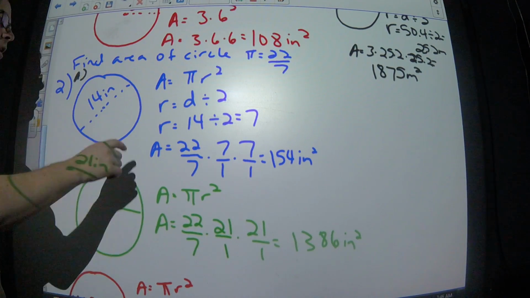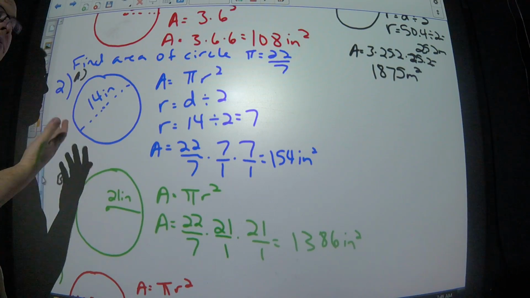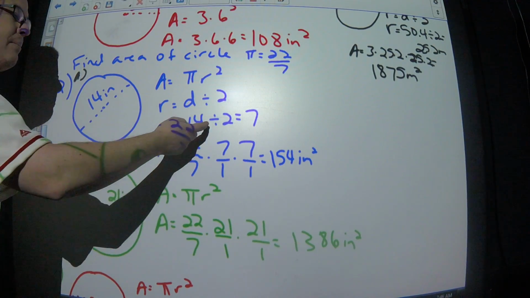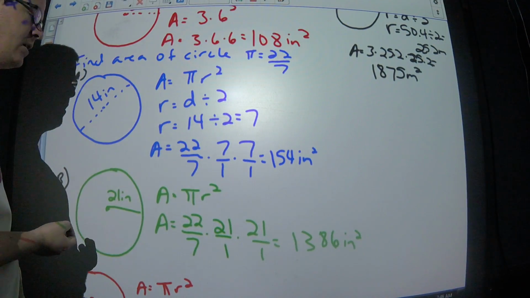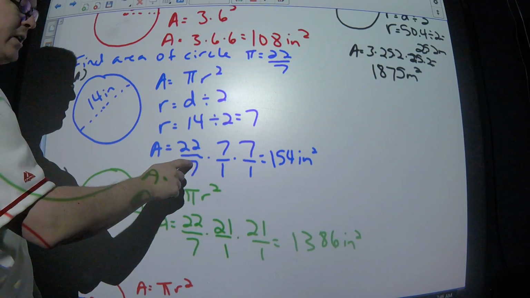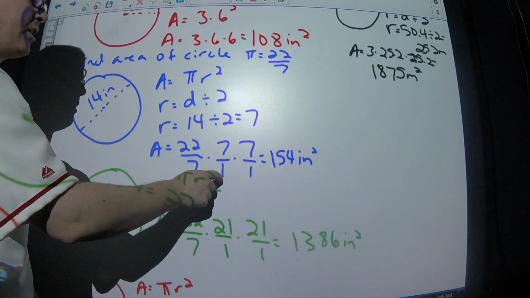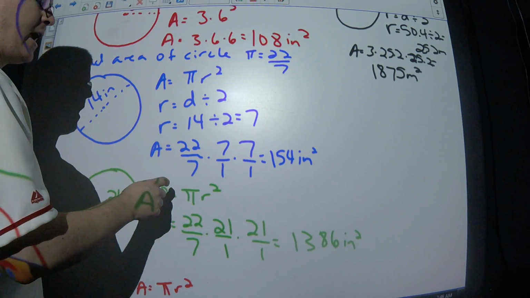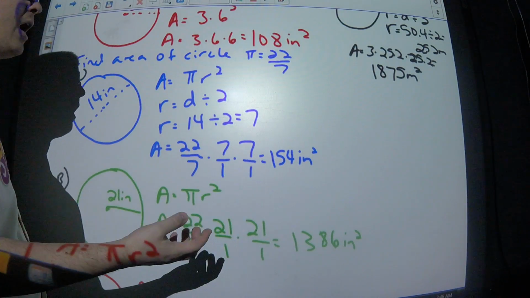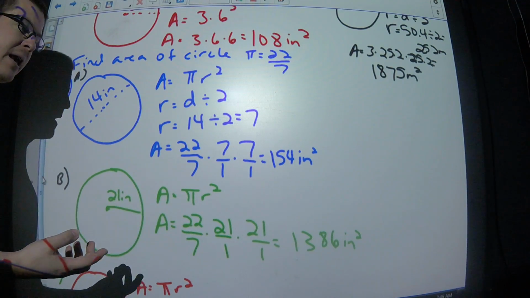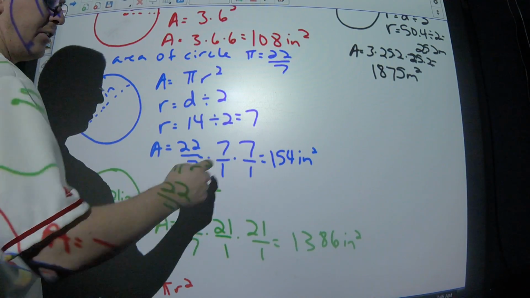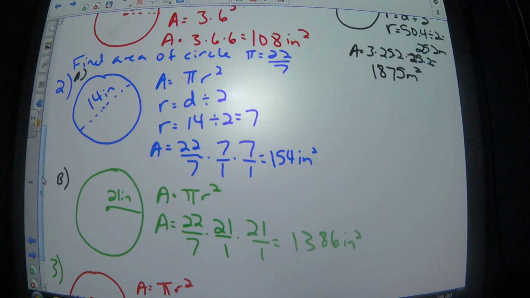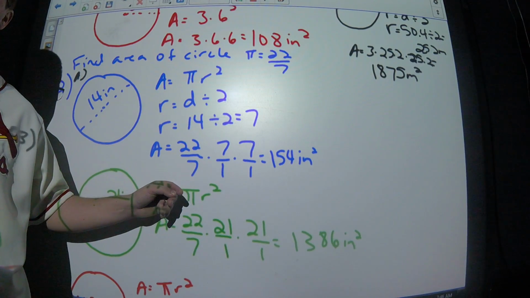So they give me the diameter, but the radius is what I need, so I divide by 2, which is 7. You take pi, which is 22 over 7, times 7 over 1, which is the radius, times 7 over 1, which is the radius. And then you multiply across, and you will end up getting 154 inches squared once you reduce your fraction.